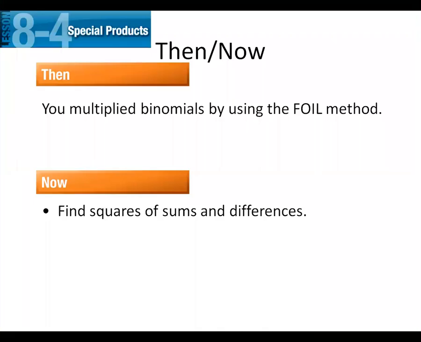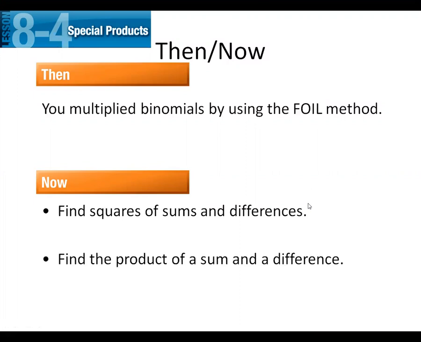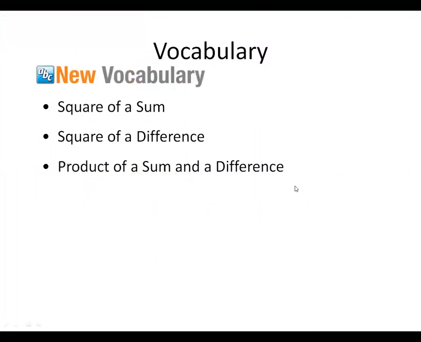Okay, we're into section 4 of chapter 8 now. This one's called special products. Previously we multiplied binomials using the FOIL method. Now we're going to multiply binomials in some special cases, which is why it's called special products. So we're going to find the squares of sums and differences and find the product of a sum and a difference. So that's kind of the vocabulary: square of a sum, square of a difference, product of a sum and difference.